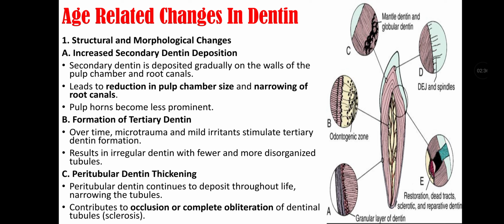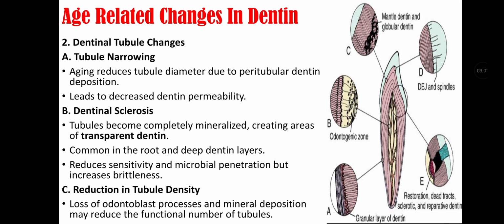Second change is formation of tertiary dentin, that is, over time microtrauma and mild irritants stimulate tertiary dentin formation. It results in irregular dentin with fewer and more disorganized tubules. Third change is peritubular dentin thickening, that is, peritubular dentin continues to deposit throughout life, narrowing the tubules, thus contributing to occlusion or complete obliteration of dentinal tubules.